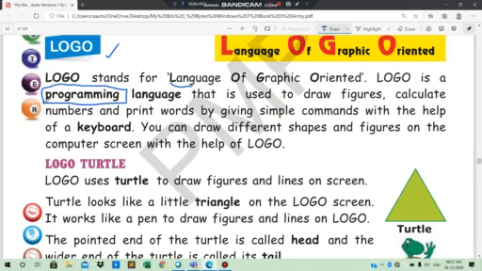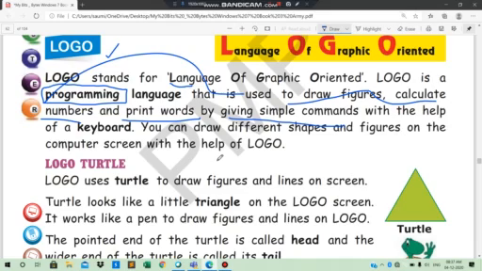And Logo is used to draw figures, calculate numbers, and print words by giving simple commands. ठीक है, by giving simple commands. You can draw different shapes and figures on the computer screen with the help of Logo. So what we can do on the Logo screen, we can draw with simple commands.